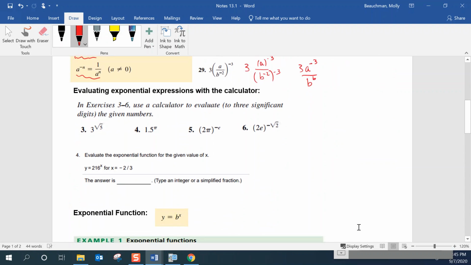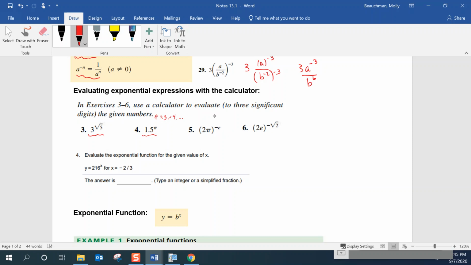All right, so the first item we're going to take a look at in this section is how do you evaluate an exponential expression with the calculator? 2 to the 5th we could evaluate with or without a calculator. It's multiplying 2 by itself 5 times. But if we have something like 3 to the power of square root of 5, we're going to need a calculator for that. Or 1.5 to the power of pi. Remember that pi is approximately 3.14, but we're going to use the pi key in the calculator to get it to as many digits as possible.